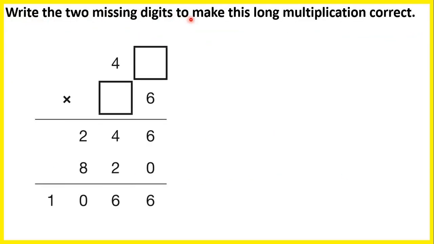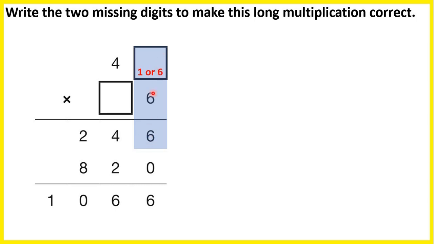Write the 2 missing digits to make this long multiplication correct. So we can find the missing digits by following the same steps that we use for column multiplication. So with column multiplication, we start by multiplying our ones digits. So we have something times 6, and we have a 6 as the ones digit of our answer. So they could have done 1 times 6 to get 6, or they could have done 6 times 6, because that's 36, and so ends in a 6.